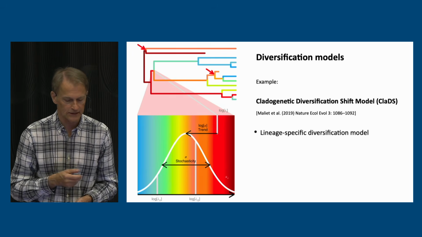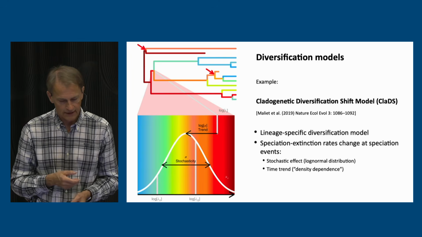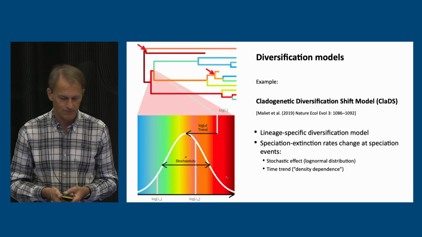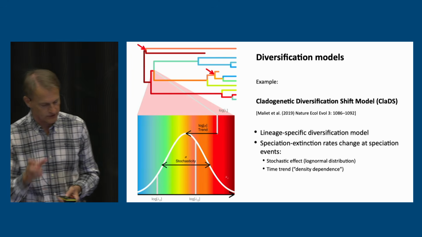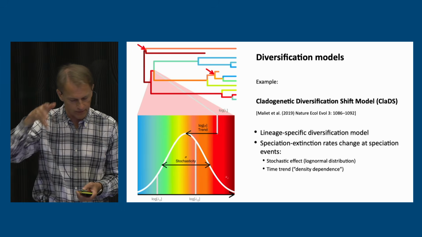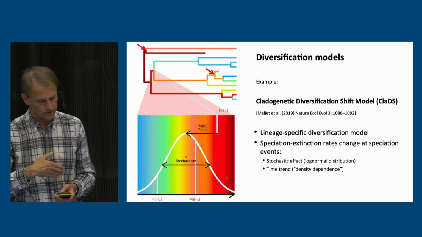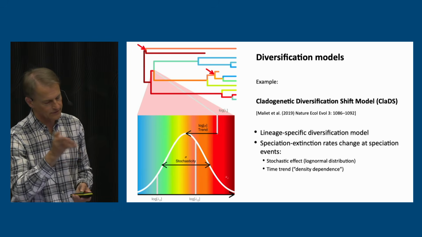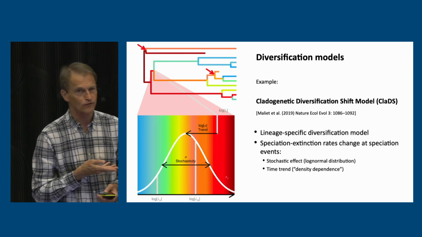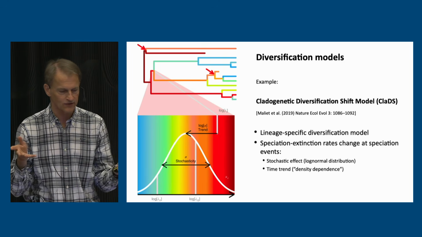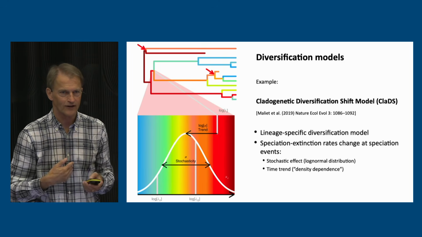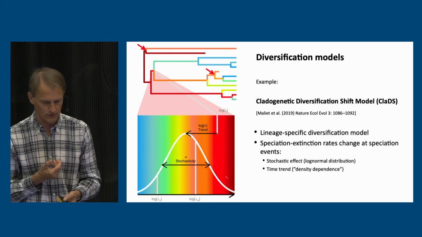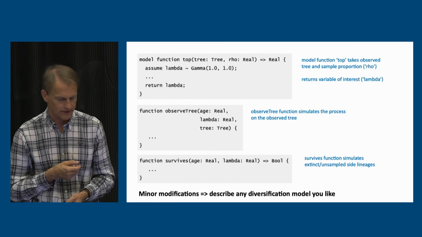But anyway, this is a lineage-specific diversification model. The speciation and extinction rates change at speciation events. There's a stochastic effect, which is modeled by a log-normal distribution, and there's a time trend, which you can think of as accounting for density dependence. The more lineages you get, the slower the rate of diversification. That's a typical pattern we observe across organisms.